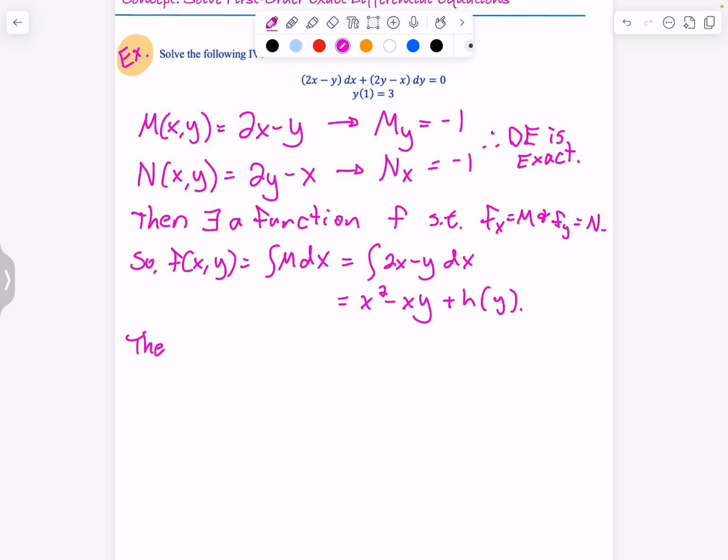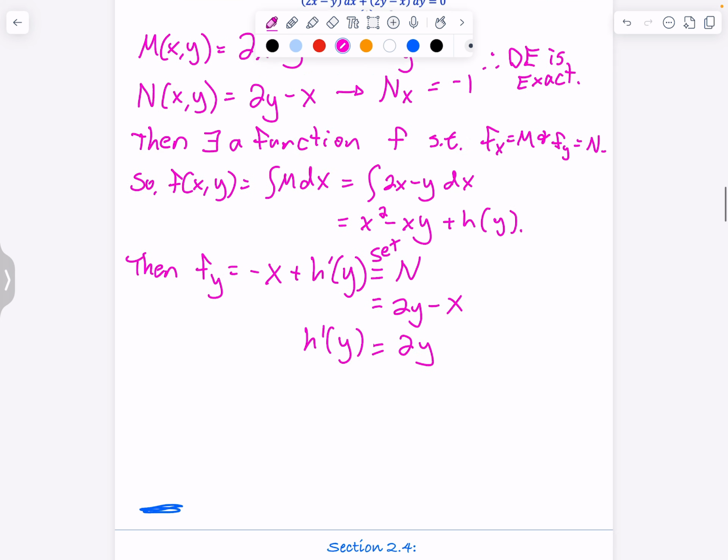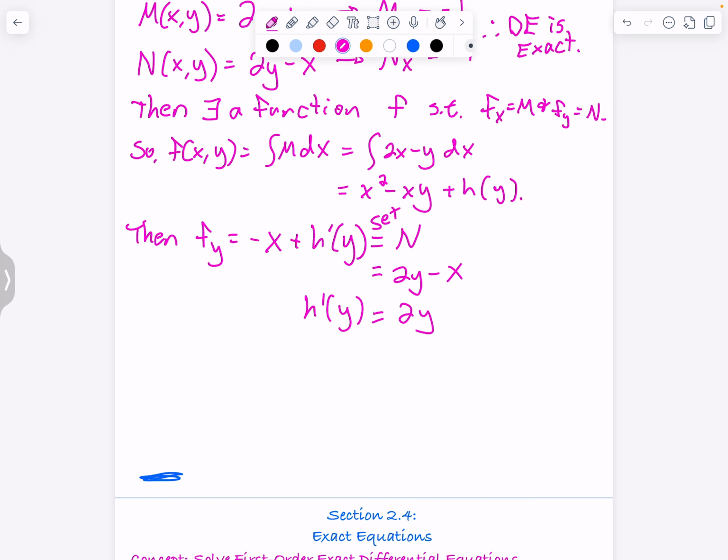So then I'm going to take the partial of that rough form with respect to y, and I get minus x plus h prime of y. And then we're going to set this equal to N, which is 2y minus x. So that means that h prime of y, notice the negative x's on both sides, is going to be equal to 2y.